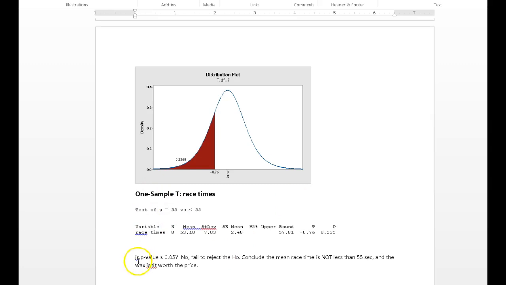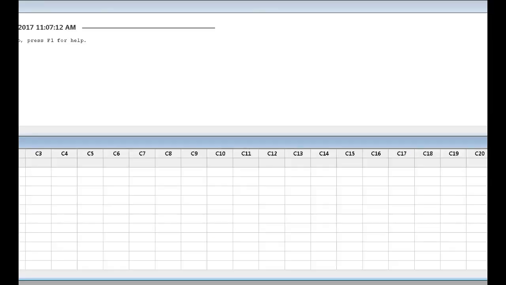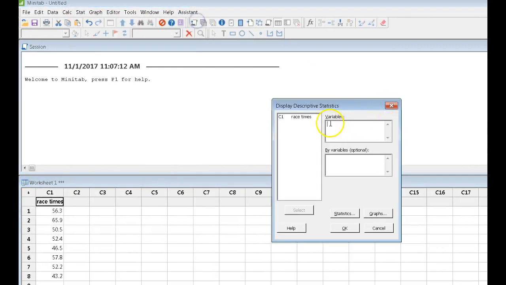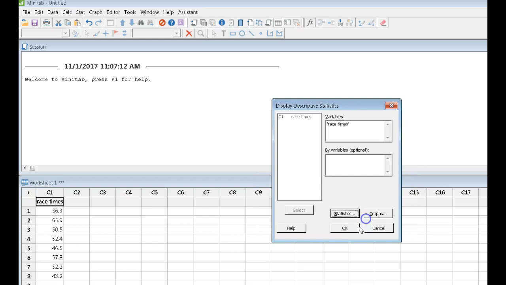Who cares? Now, let's go to Minitab and see how we would do this. So we have calculated, and by the way, I went into my basic statistics and I got some basic statistics. You can turn off these if you want.